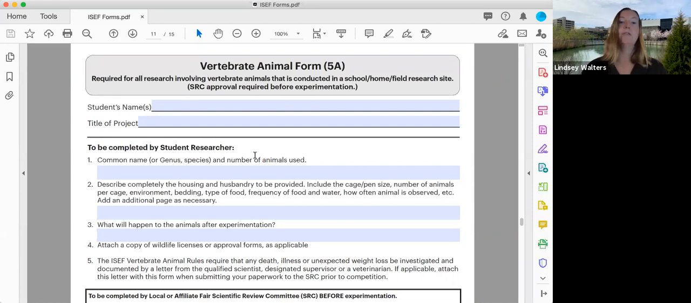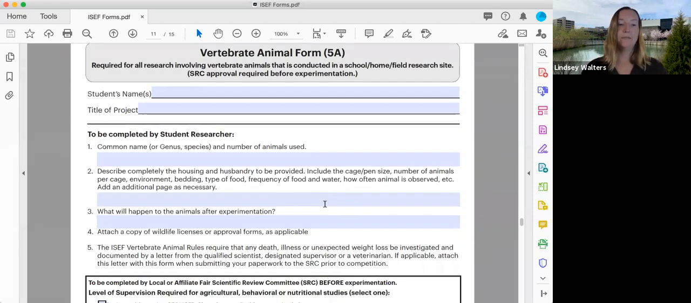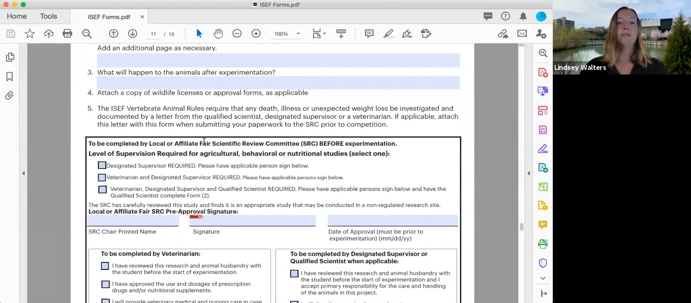If you're doing that, you'll fill out Vertebrate Animal Form 5A, and then you have to submit all of your paperwork and information to the Scientific Review Committee, which is my committee, before you start experimentation. And we will review and fill out this part. So make sure that if you're thinking about using vertebrates, you contact me early and we can talk about whether or not your project qualifies.